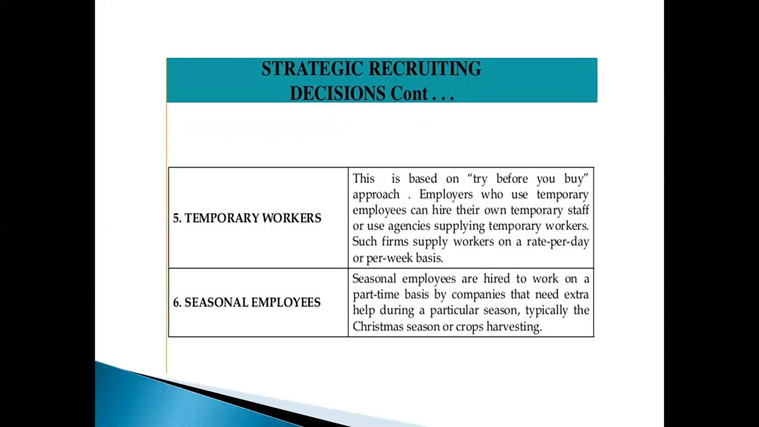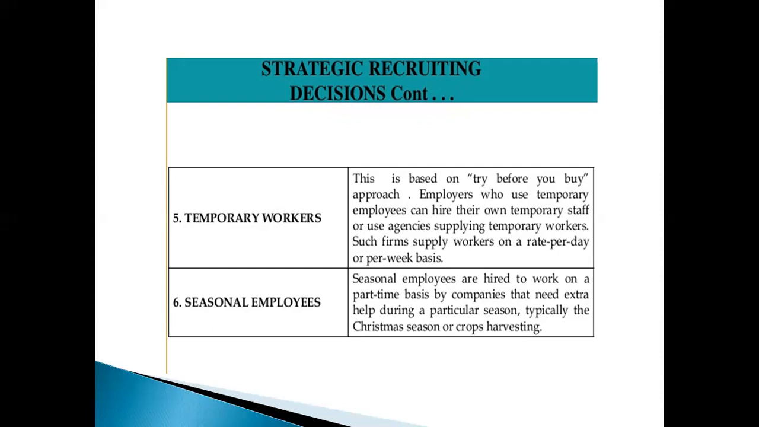Yes, these temporary workers are not permanent in the organization. Yes, they could be hired on a rate per day basis or per week basis. Yes, it means we could provide them the daily work type of wages.